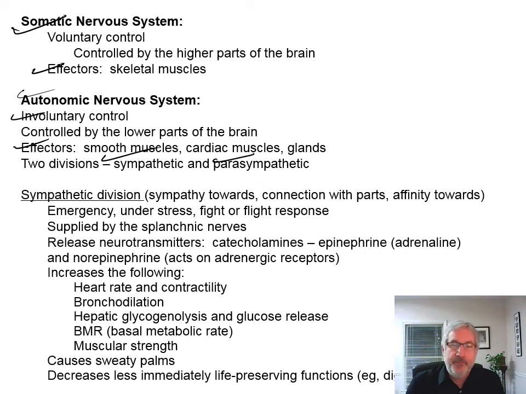So the things that the sympathetic division does: it increases heart rate, contractility, bronchodilation, hepatic glycogenolysis, and glucose release. It increases your basal metabolic rate, increases muscular strength, causes sweaty palms. It decreases less immediately needed functions such as digestion and defecation and those kind of functions. Next slide.